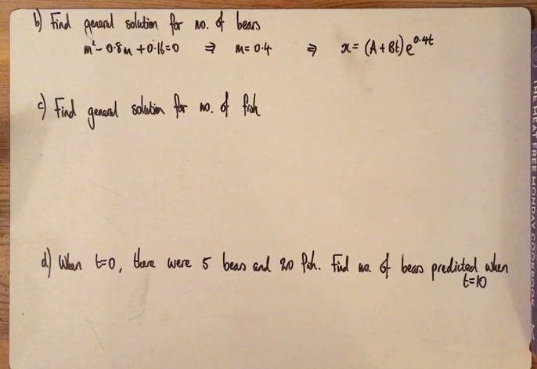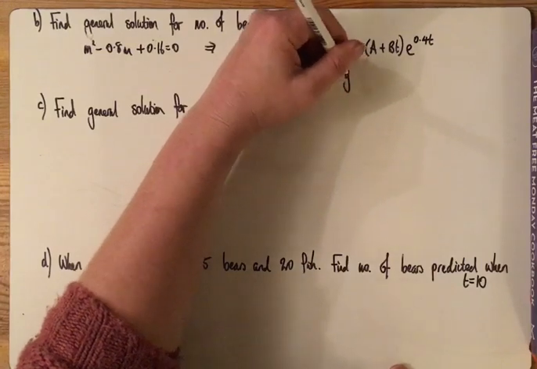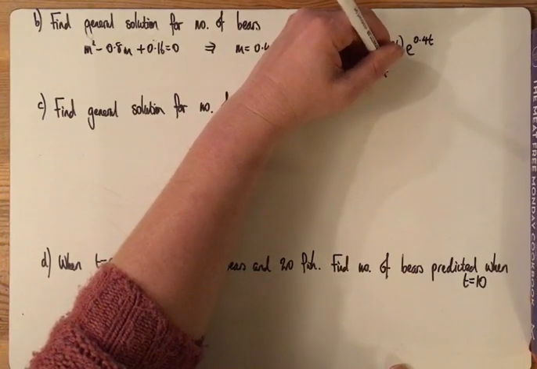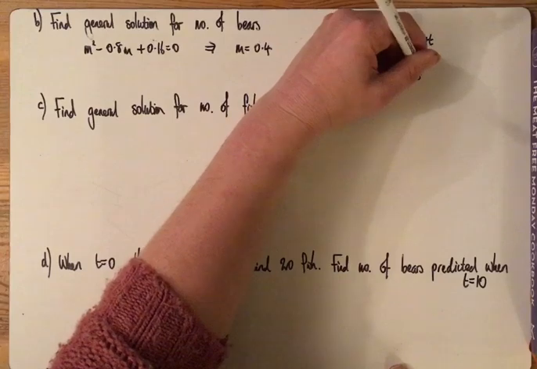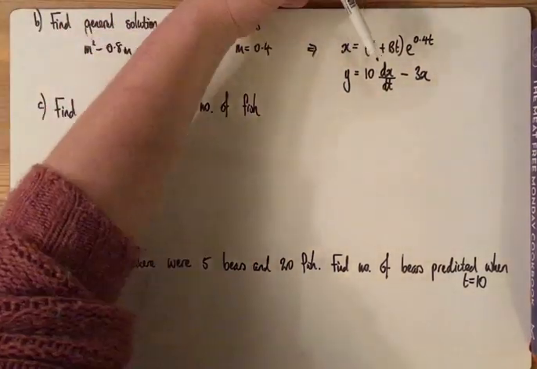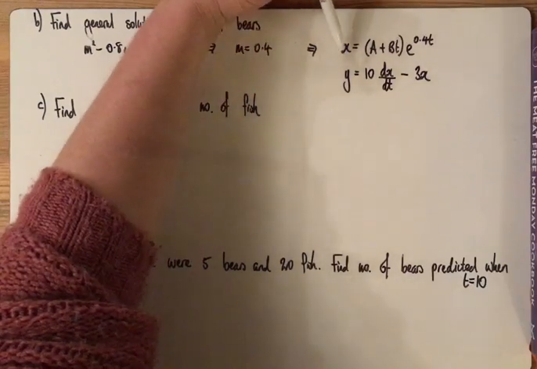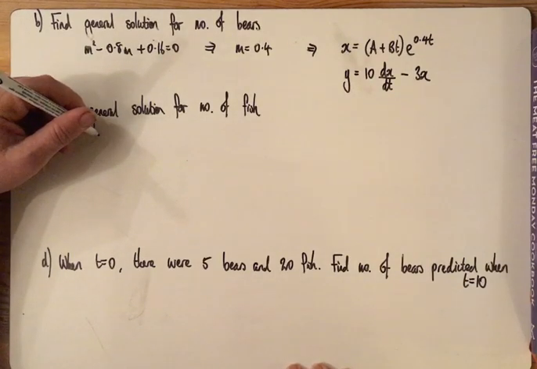To find the general solution for the number of fish, you could repeat the whole process, so you could rearrange the second one and substitute into the first. But instead, we've got this equation here, and we also have the one called 3, which is y is equal to 10 dx/dt minus 3x. So you can substitute from here into here, but we also need dx/dt. Once you've got x, you can differentiate.